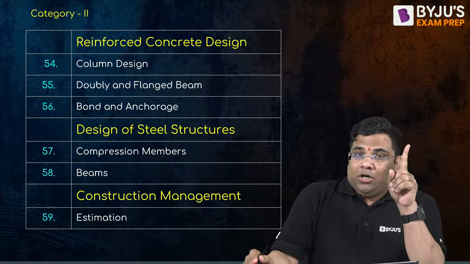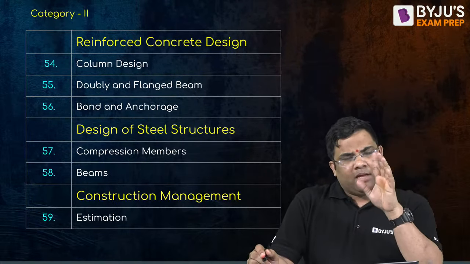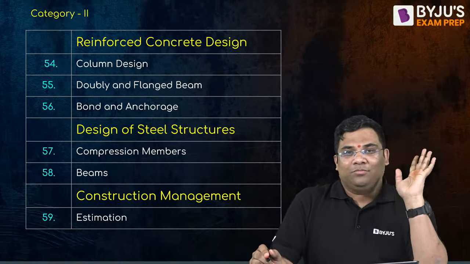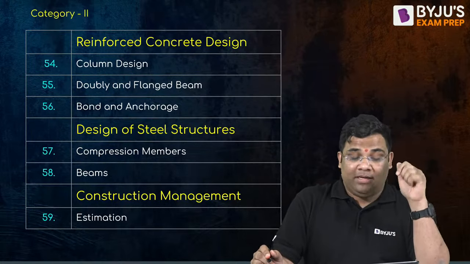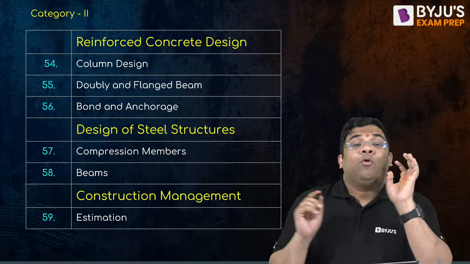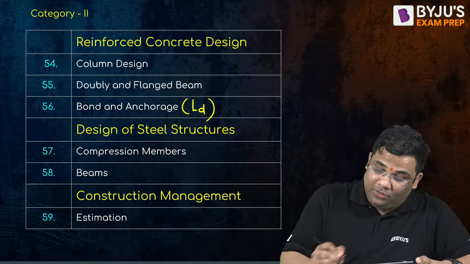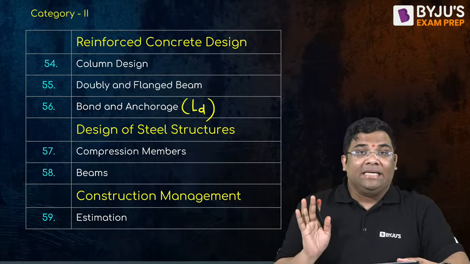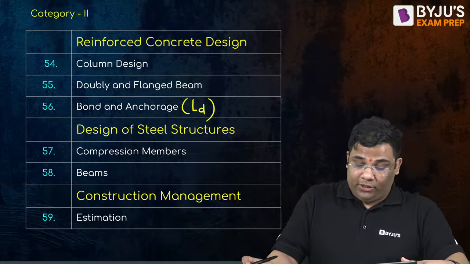See, complete all of category 1, then category 2. So doubly and flanged beam, I will recommend you should cover, but not before completing singly reinforced, or shear design. First complete them, then doubly and flanged beam. Then your bond and anchorage, development length, lap length and other things, anchorage length. Steel structures, I will go for compression members and beams, right? These two topics should complete category 2.